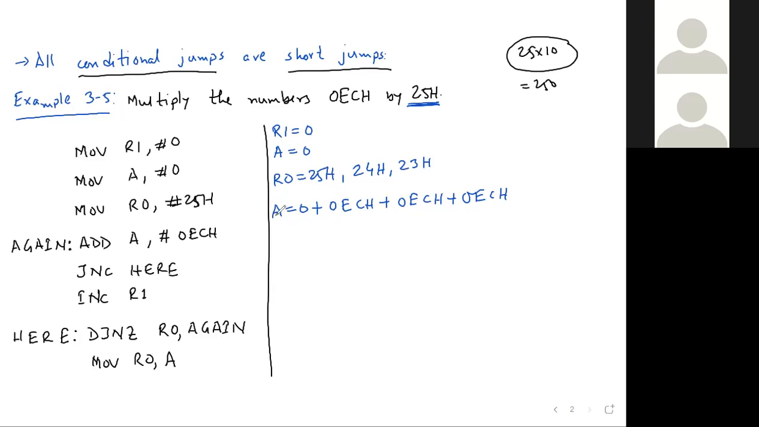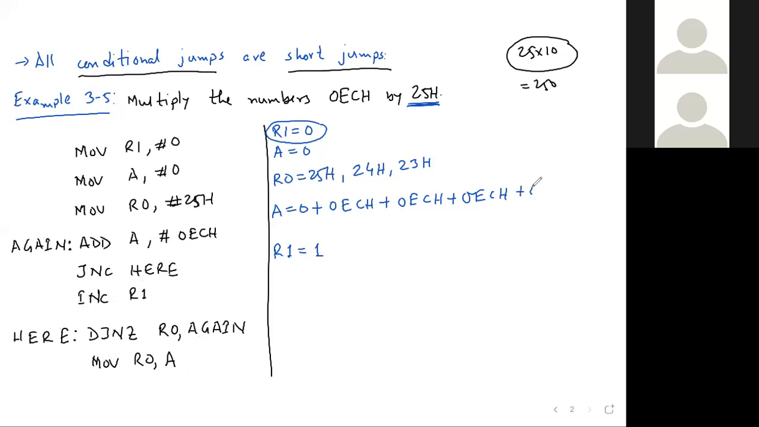When that situation happens, definitely there will be a carry out from the MSB of register A. So the condition jump if no carry will be violated, since there is a carry, and you will not jump. If there is a carry, you will increment R1. R1 previously contained 0, so you will increase R1 to 1. Then again you will decrease R0 and jump over here.